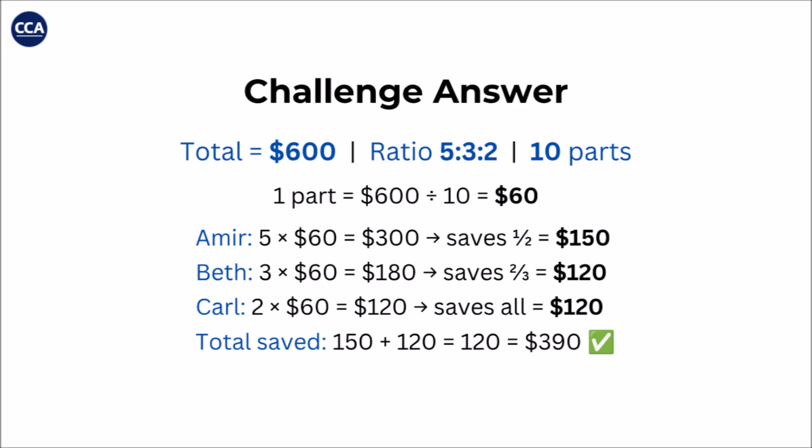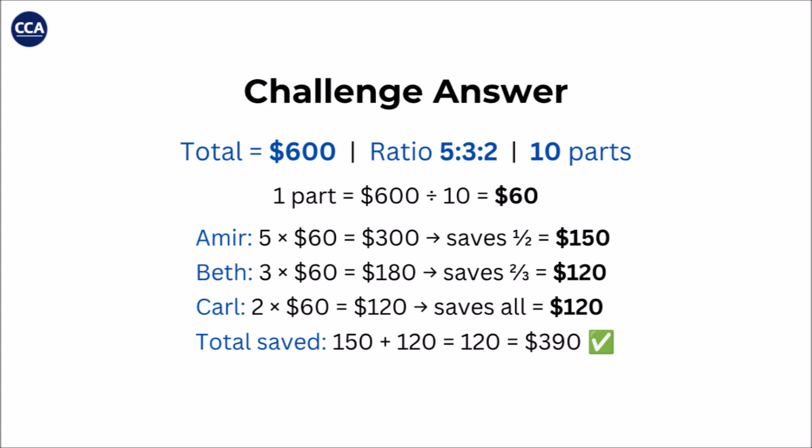Step 2. Find each person's savings. Amir saves half of $300. So, his saving is $300 divided by 2 equals $150. Beth saves 2/3 of $180. That means her saving is $180 multiplied by 2/3 equals $120. Carl saves his entire share, which is $120. Step 3. Total savings. $150 plus $120 plus $120 equals $390. That matches the given total savings.